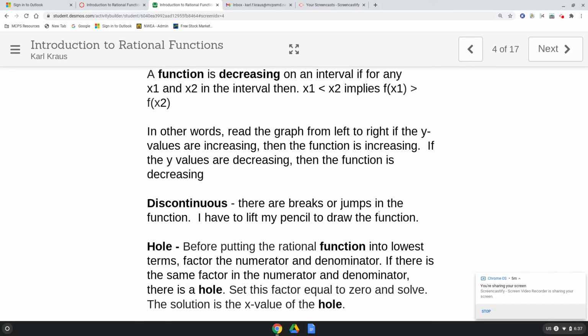Discontinuous: there are breaks or jumps in the function. I have to lift my pencil to draw the function.